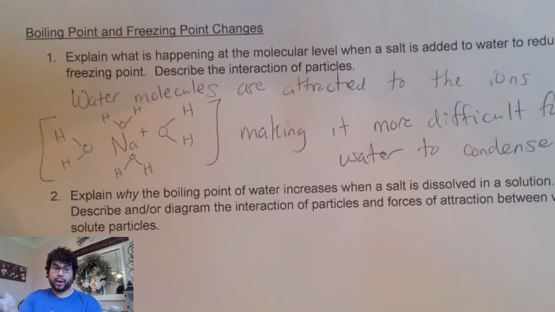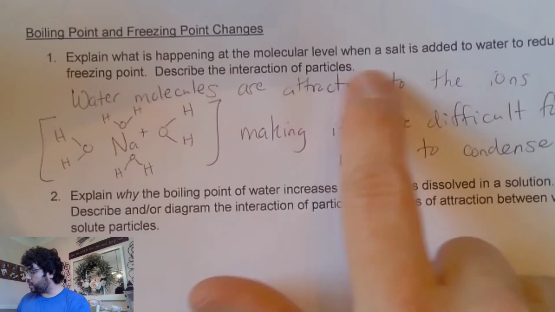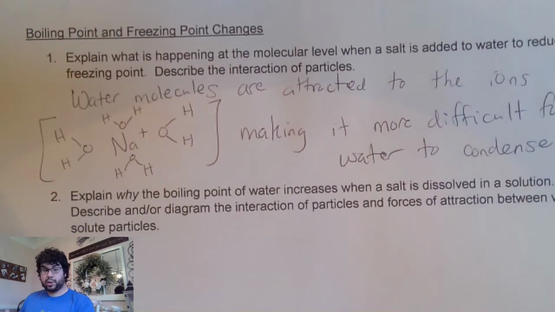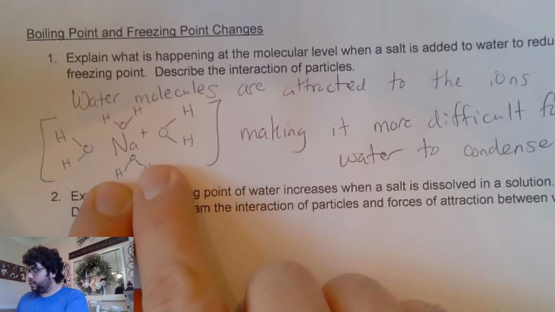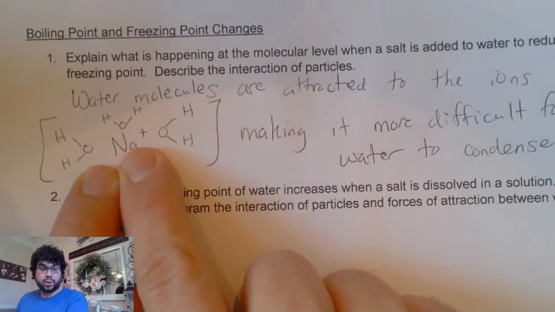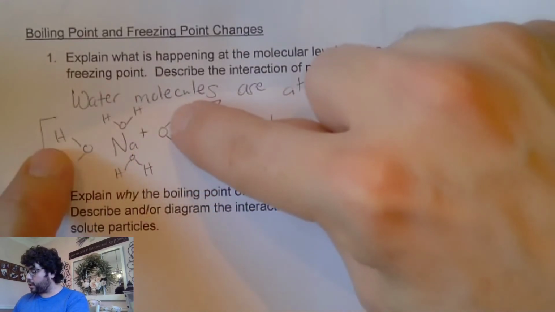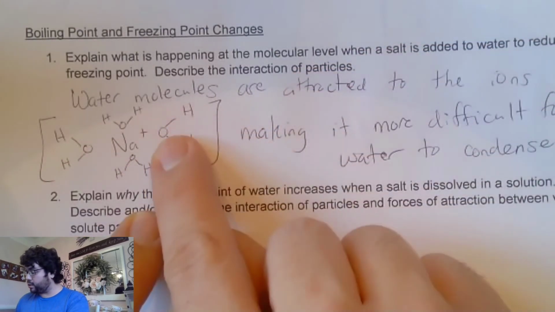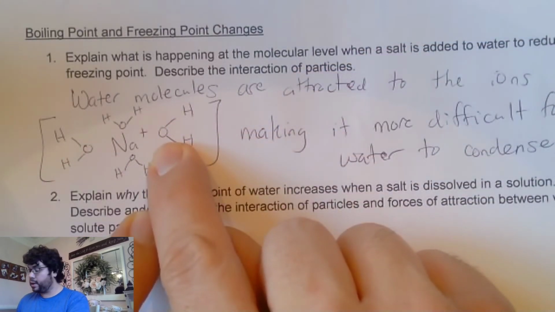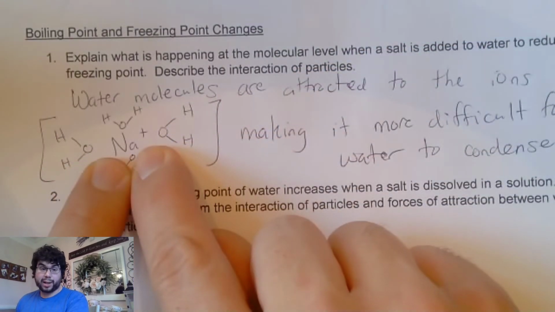With boiling, you have to add more and more energy to cause those water molecules to separate from each other. So what's really going on here? When salt is added, why does it reduce the freezing point? Why does it increase the boiling point? Remember that you've got sodium right here. Sodium is positively charged. So with freezing, these water molecules are attracted to the sodium. The oxygen side, which is negatively charged, is attracted to the sodium's positive charge.